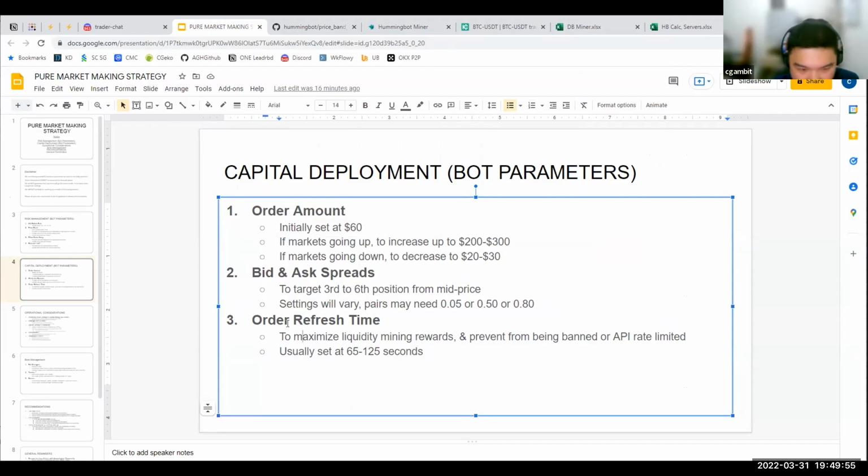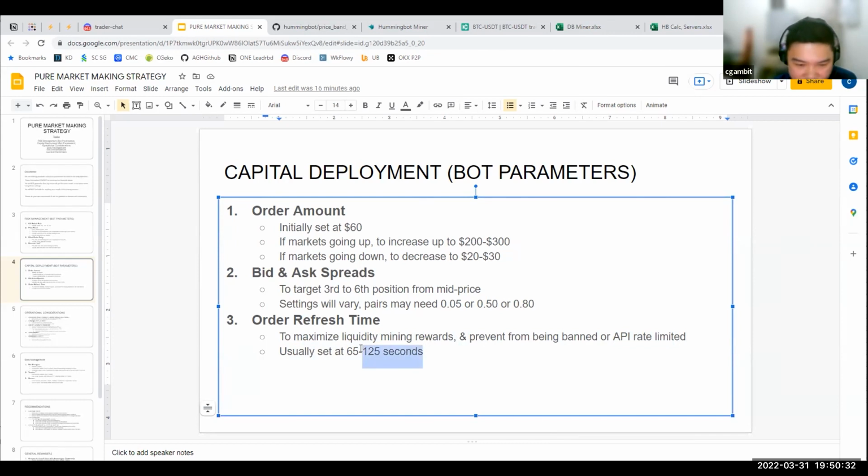The next one is the order refresh time. For the order refresh time, we usually set it to 65 seconds, or over 1 minute, to 125 seconds or 2 minutes. The purpose of pushing this all the way up to a minute is because we want to maximize the liquidity mining rewards. And we also had experience last time with the API rate limit from exchanges.